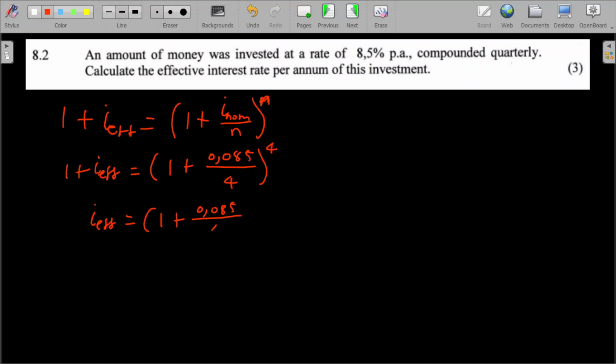0.085 all over 4 to the power of 4, and then minus 1, and then punching this in the calculator. So 1 plus 0.085 all over 4 to the power of 4, and then minus 1, and then you times your answer by 100. So I effective is going to be 8.77%. Times this answer by 100 in order for us to get the rate in percentage, which is 8.77.